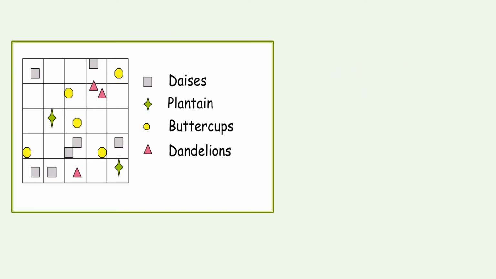So let's do the same for this next quadrat. So this quadrat was thrown at random. Let's calculate the number of daisies, plantain, buttercups, and dandelions. So try to do it on your own. Pause the video and then I will go over the answers. So the answer would be that there is 6 daisies. We've got 1, 2, 3, 4, 5, 6. So 6 daisies.